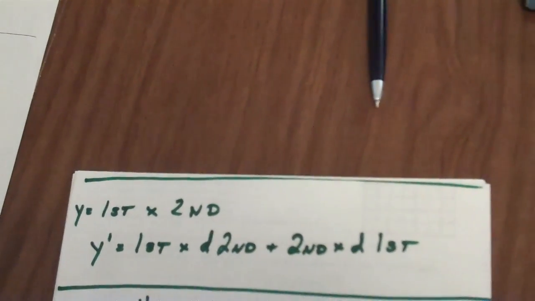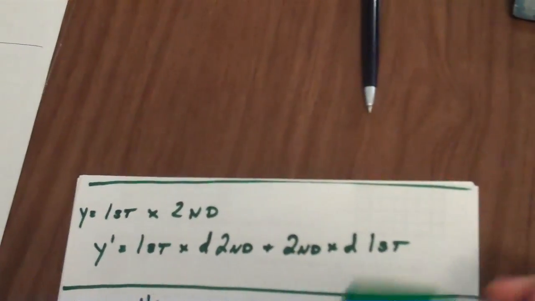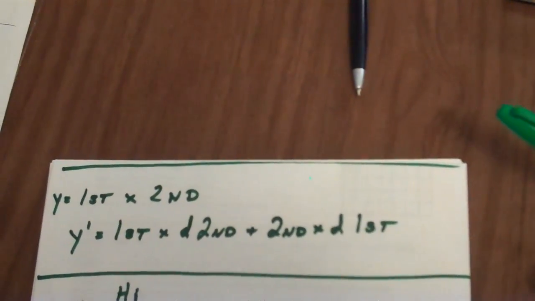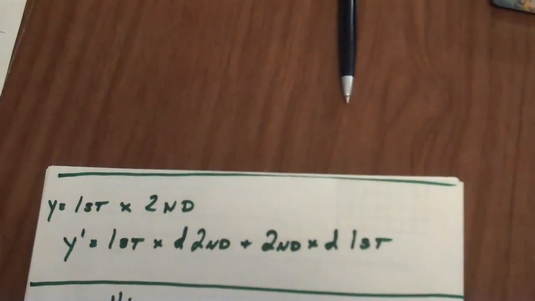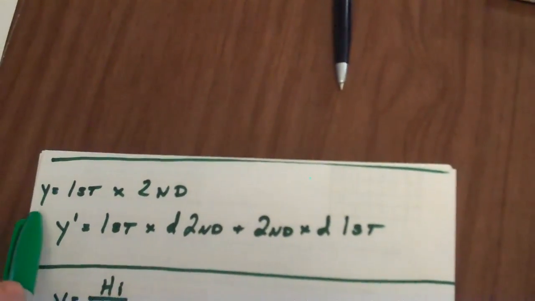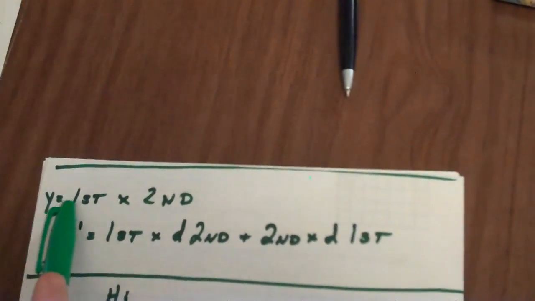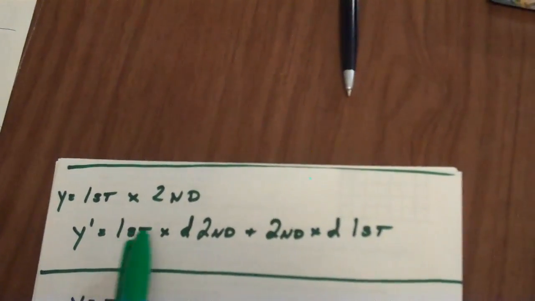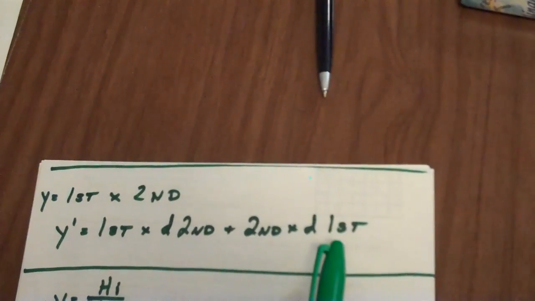I've got a couple phrases I've worked with you in class on, and just for a little review before I actually do a derivative or two for you, I'd like to go over those phrases. The first one is the derivative of a product. Now you'll notice here we've got a function, y equals the first times the second. The derivative will always be the first times the derivative of the second plus the second times the derivative of the first, or first d second plus second d first.